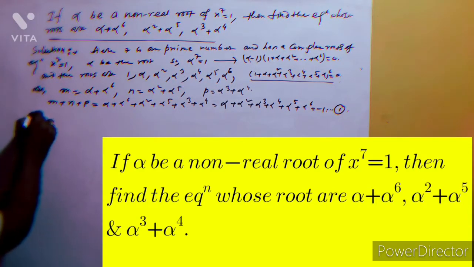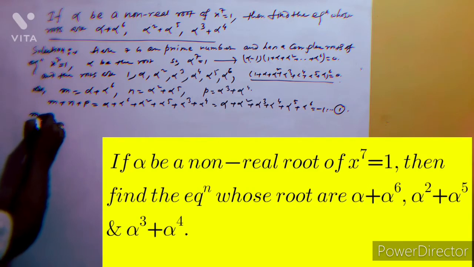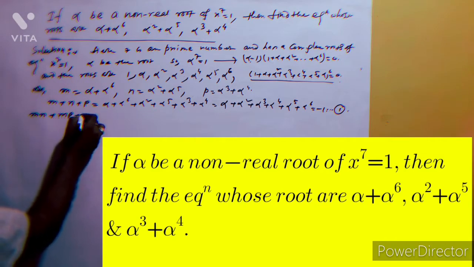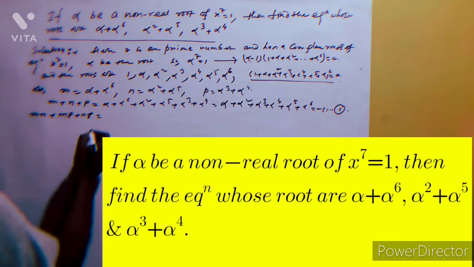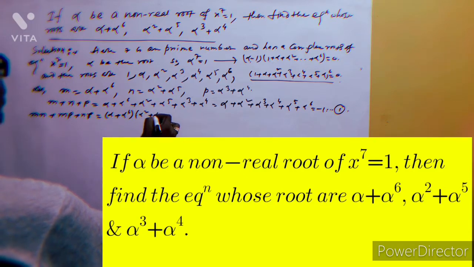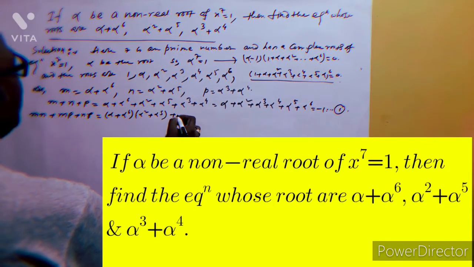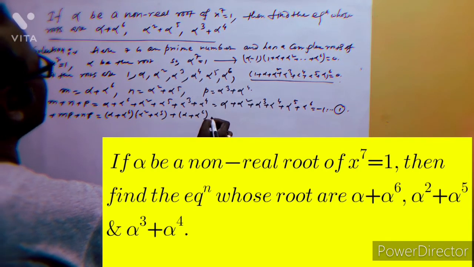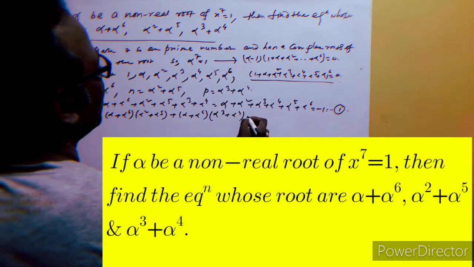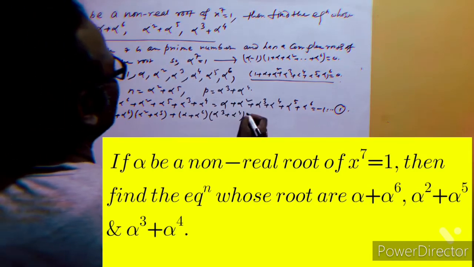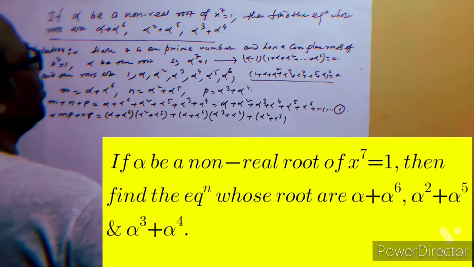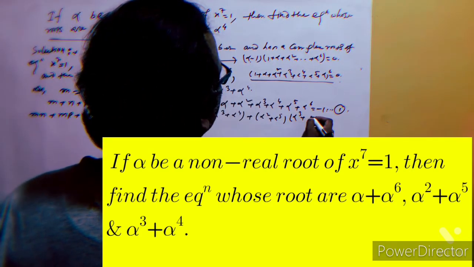Now we have to find the sum of the pairwise products, that is m into n, m into p, and n into p. Alpha plus alpha to the power 6 into alpha square plus alpha to the power 5, where m means alpha plus alpha to the power 6, n means alpha square plus alpha to the power 5, p means alpha cube plus alpha to the power 4, and n into p.